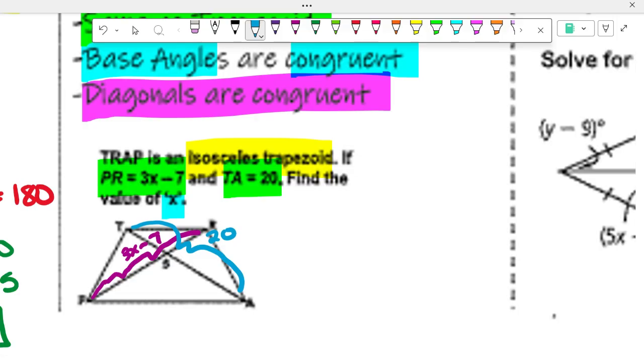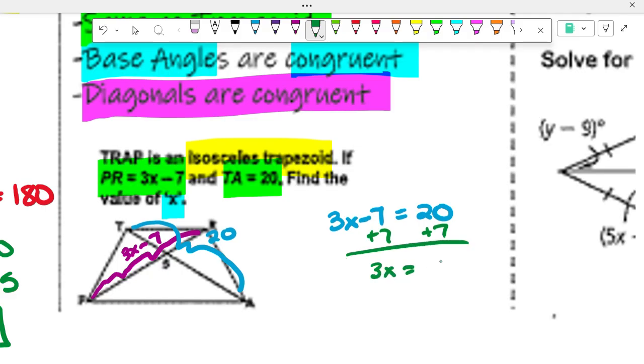So what's true about an isosceles trapezoid with its diagonals? They're congruent. So how would I set my equation? Right, 3x minus 7 is equal to 20. That's just a nice little two-step equation. So add the 7. 3x is equal to 27. Divide both sides by 3. X is equal to 9.